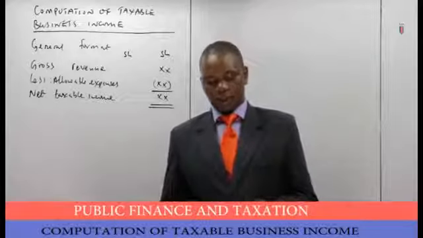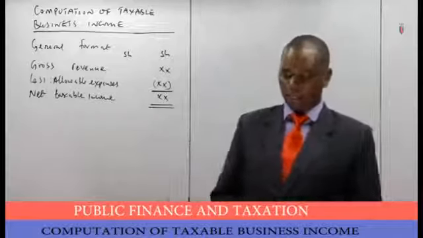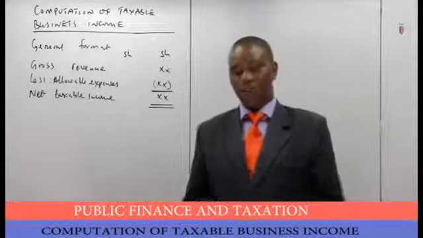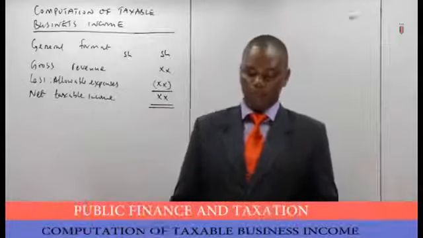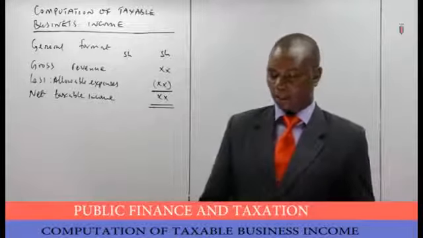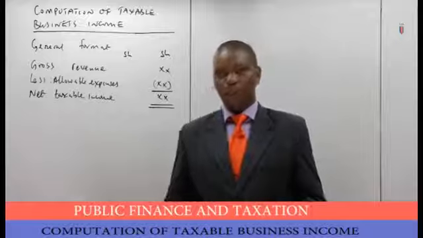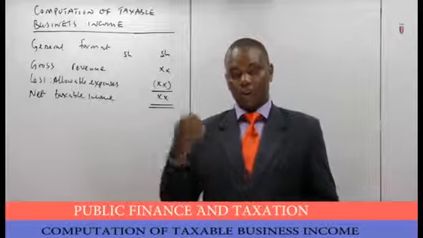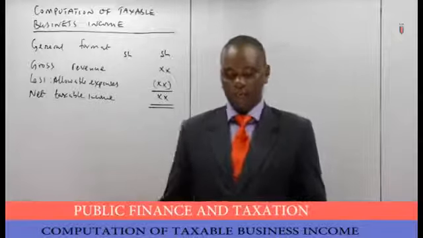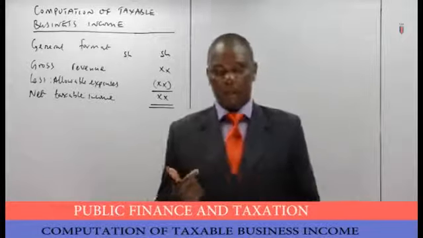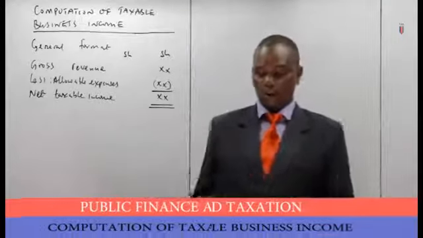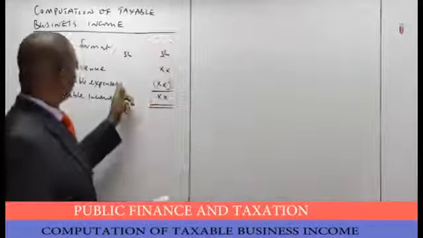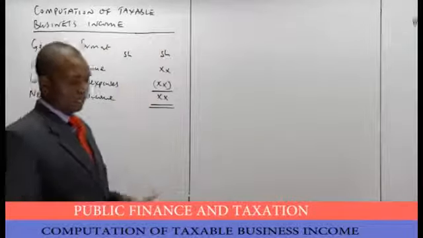Now, the second one is normal business operating expenses. We have the normal business operating expenses, and this includes salaries and wages. Examples are salaries and wages, rents and rates, postage, advertisement, stationery, water, electricity, and telephone. So these are the normal business operating expenses. Those expenses are included here under allowable expenses.